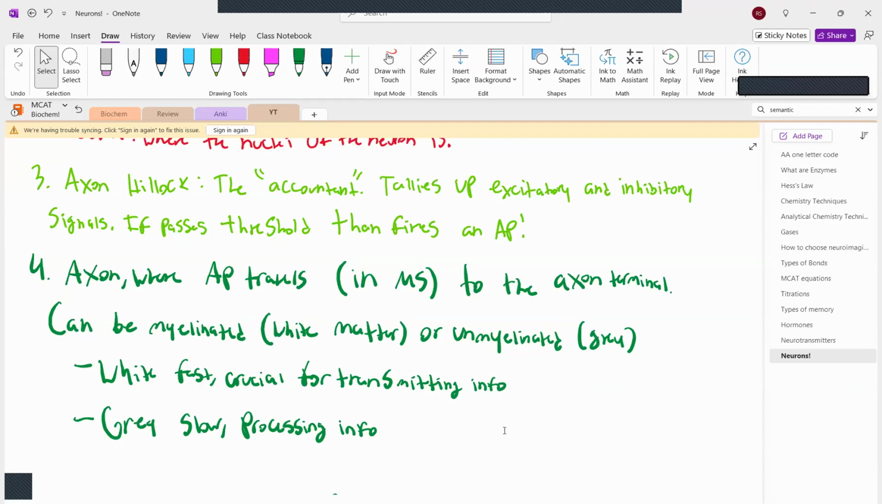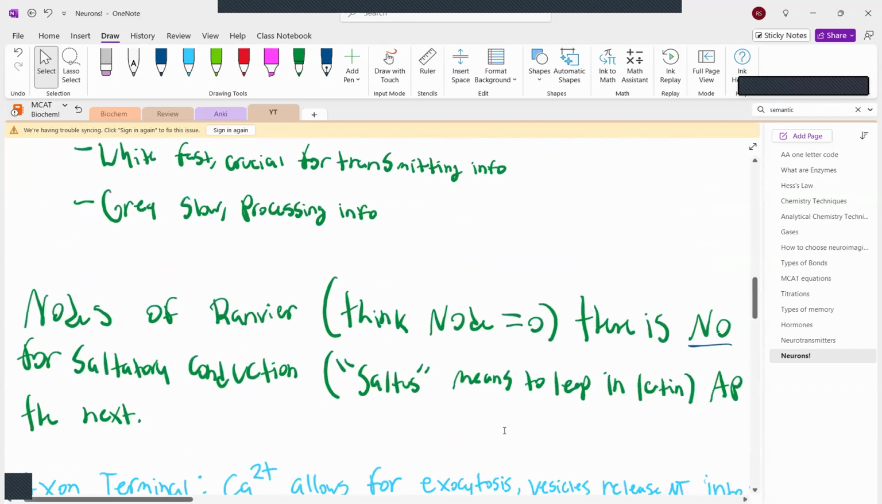Gray matter is typically for processing information, whereas white matter is fast. It's crucial for transmitting information as fast as possible from cell to cell. So if there's something really important, you use white matter. If something's slower, or you're thinking about it, it's gray matter. That's just a general rule of thumb. Typically you won't be asked about that on the MCAT, though.